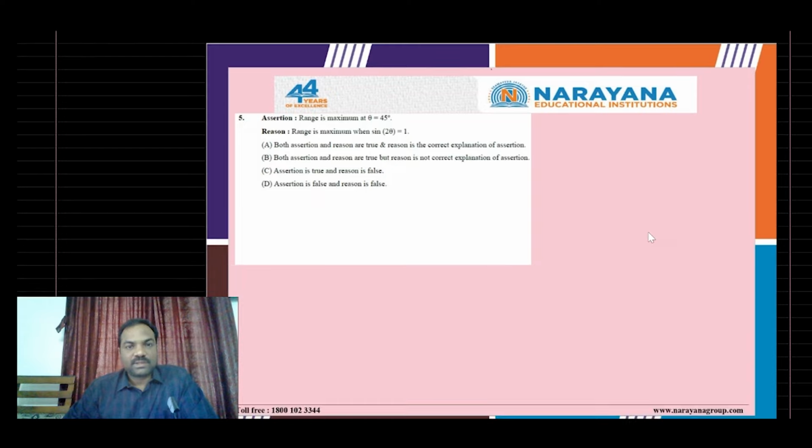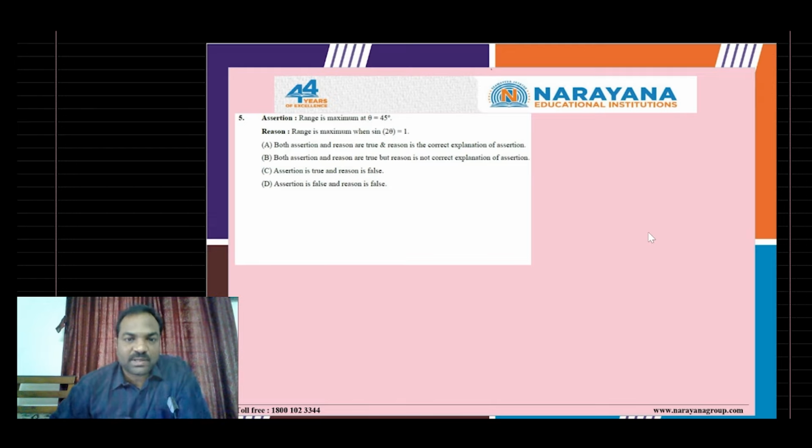Next we'll go to the other question, which is the assertion and reason question. I think this is not the exact question format, because it looks like a very bare question. The statements given are: range is maximum at theta equal to 45, and range is maximum when sin theta is equal to 1. But actually I think there will be some question description, like a particle is projected with some angle theta and so on, projectile motion, and then they asked.